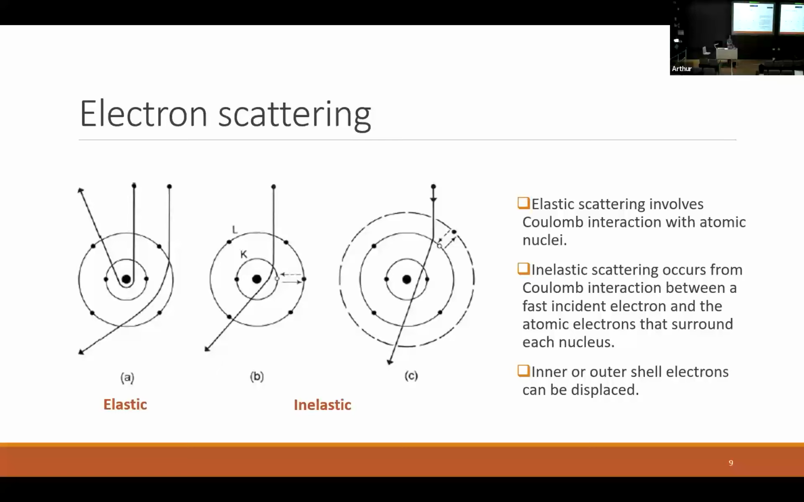And from that, figure out what the energy difference is between the electron that's come through and what came in. Then we can figure out that delta energy. And that tells us about the different transitions that are in the material.